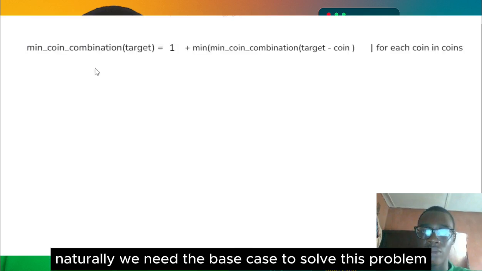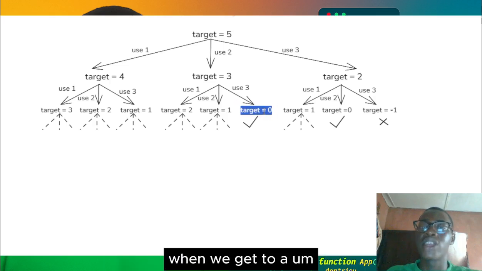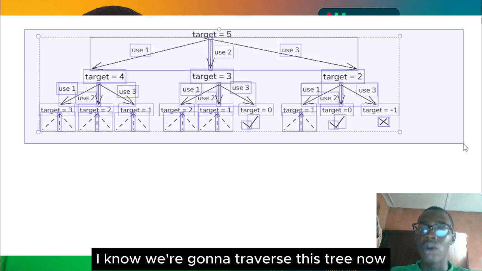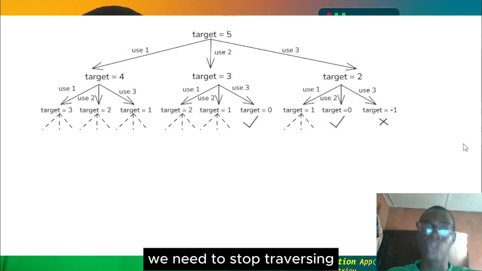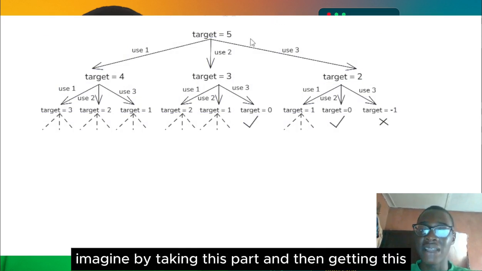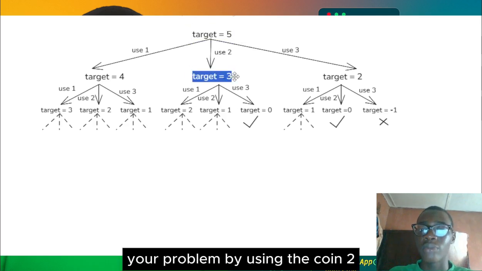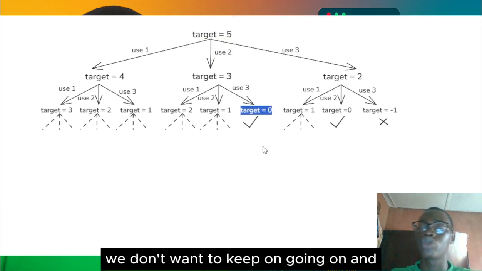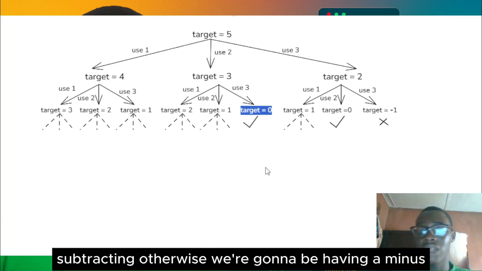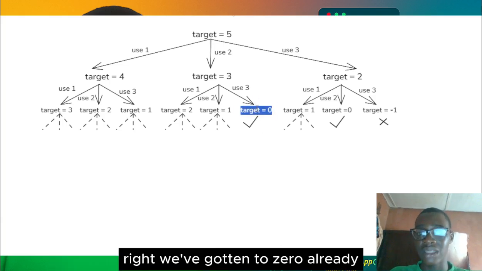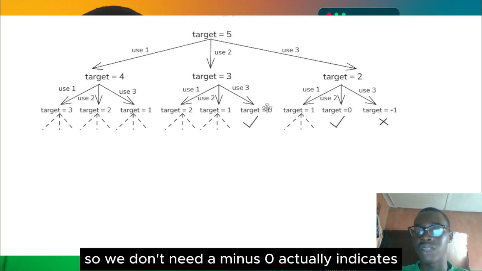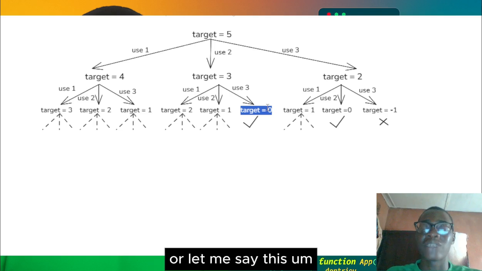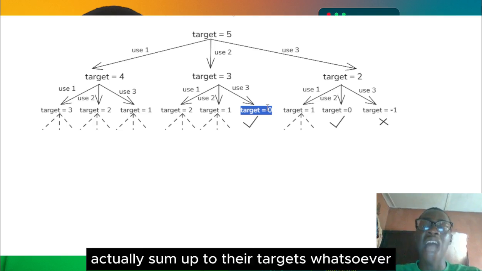Now naturally we need a base case to solve this problem. A base case is a case whereby, when we traverse this tree and get to a certain point, we need to stop traversing, at least for that particular part. Imagine taking this part, then using coin 2 we get this problem, and using coin 3 we get this problem. We don't want to keep going and subtracting, otherwise we will end up with a minus, right? We've gotten to 0 already, so we don't need a minus. 0 indicates that this number of coin combination sums up to the target, whatever the target could be.